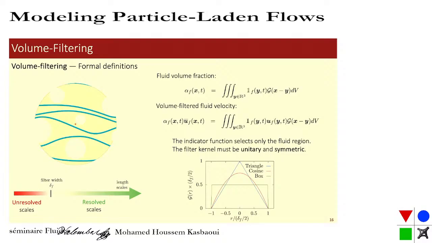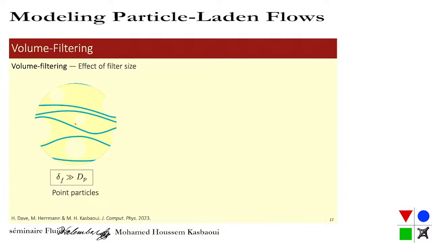Anything that's smaller than the filter width is going to be unresolved, and anything that's larger than the filter width is going to be well resolved. So these are the limits that I'm going to talk about today. The first limit is when the filter size is much larger compared to the particle size. This is the point particle limit. The particles basically appear as little points inside of our filter or filtered region.